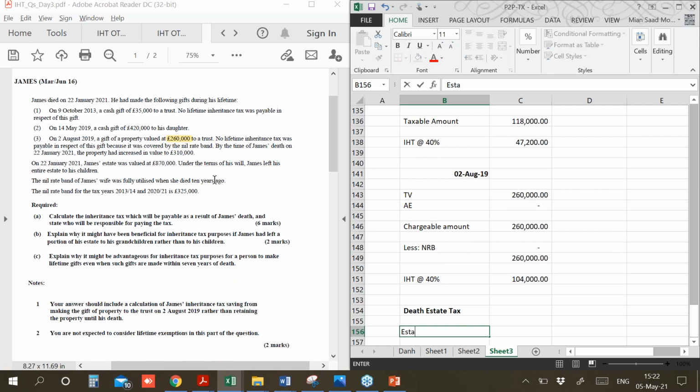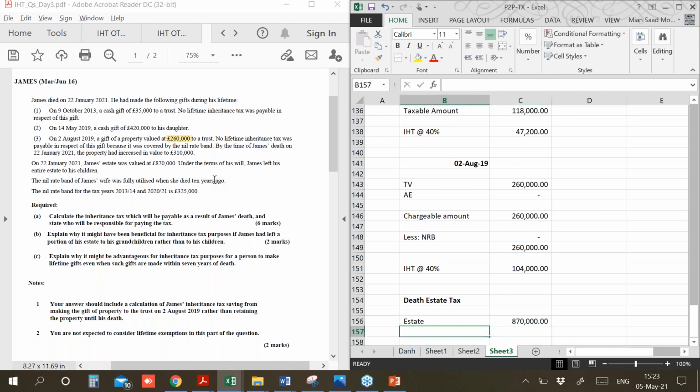So let's calculate the death estate tax. Estate value is 870,000. There is no annual exemption available at death estate. The only exemption that would have been, or the relief would have been available, was nil rate band. But guys, is there any nil rate band left by the lifetime transfers that can be used by death estate? No. So no NRB left.